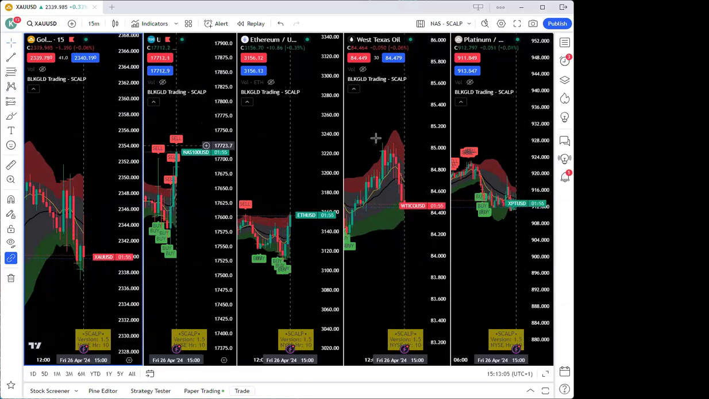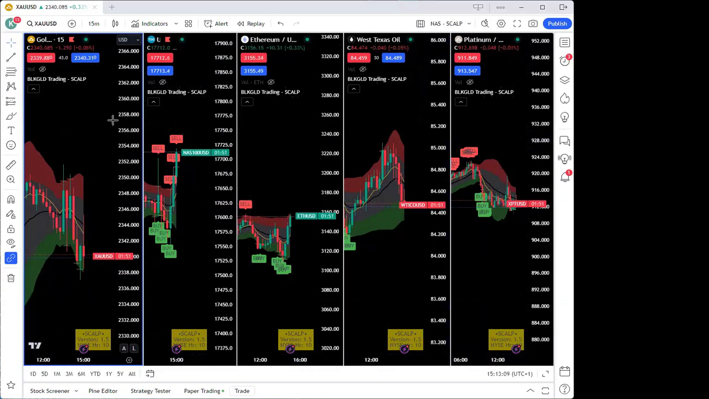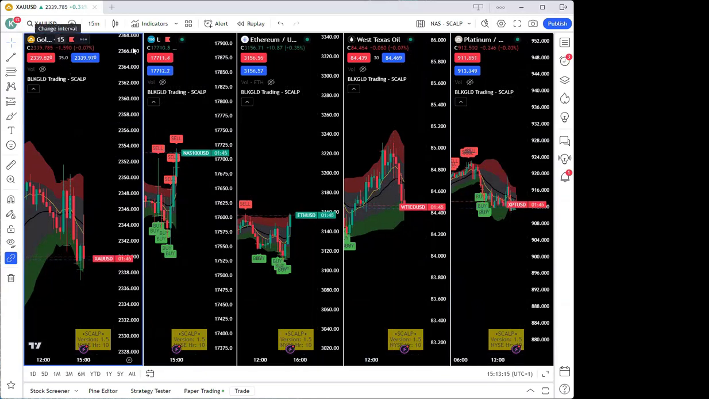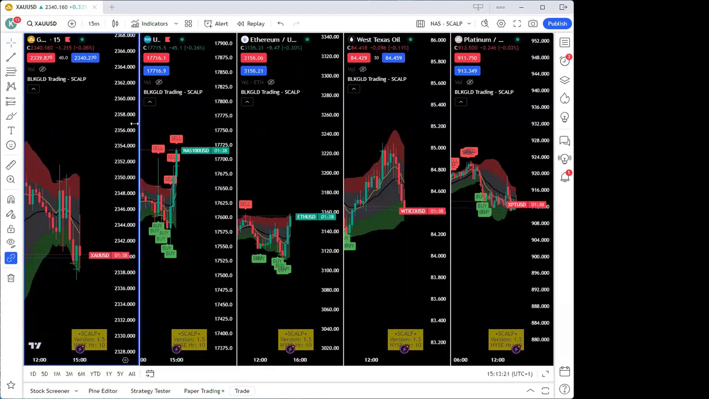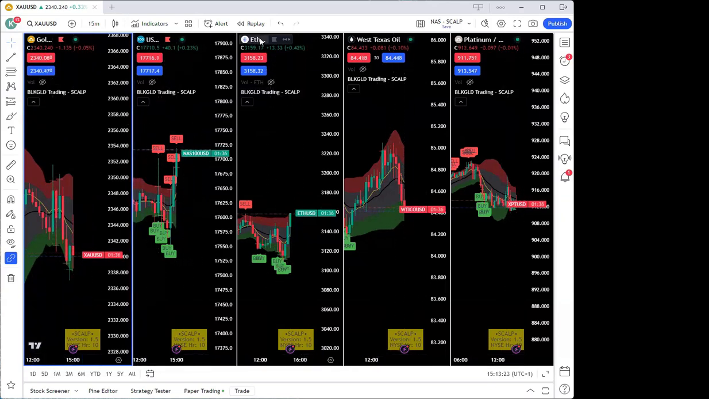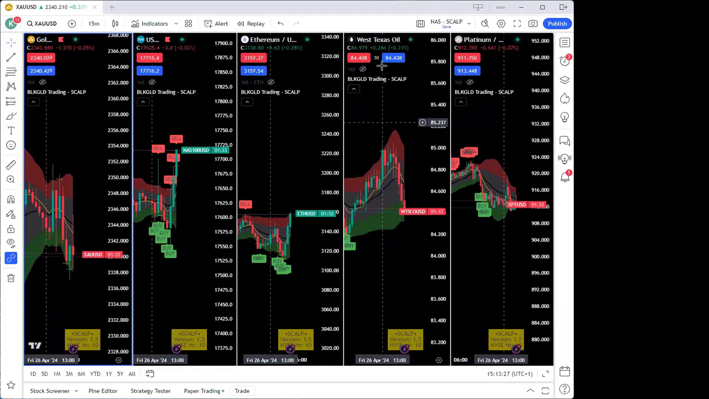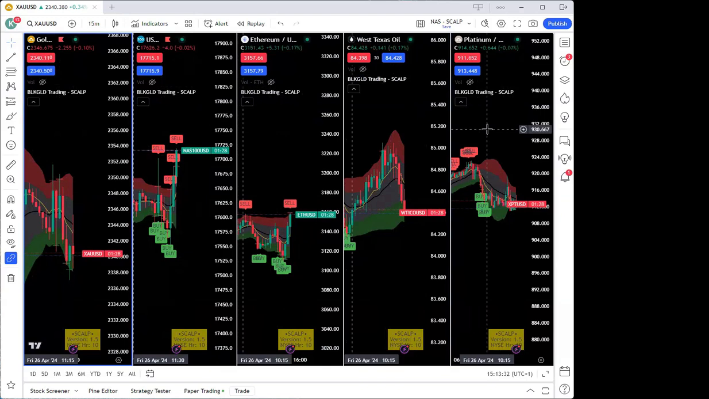So what we've actually got on the screen at the moment is five different windows because we're looking at five different things that we can trade. We've got a mixture here of commodities and indices. So we've got gold on the left, we've got NAS as the second window. In the middle, we've got Ethereum, a cryptocurrency. The second to right, we've got US oil, and then on the far right, we've got platinum.